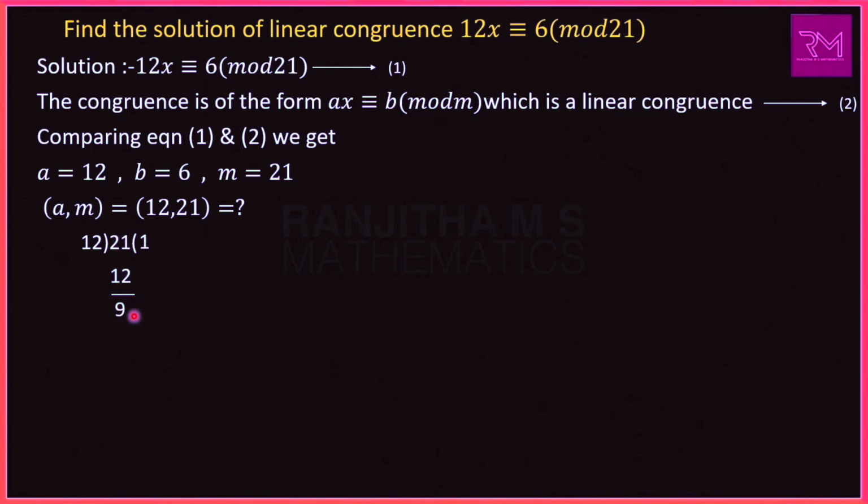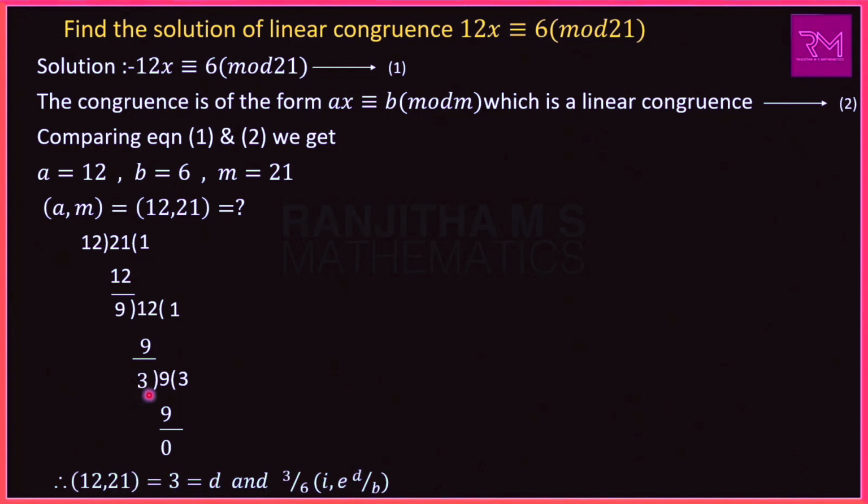9 is a remainder. Next step, we have to divide this divisor value by the remainder value. That is, we have to divide 12 by 9. We know that 9 into 1 is 9. So 12 minus 9 is 3. So 3 is a remainder. Next step, we have to divide this divisor value by remainder 3. So we know that 3 into 3 is 9. So 9 minus 9 we get a value of 0. So we have to stop the division method here. So we can conclude that the GCD of 12 and 21 is 3, which is equal to D.